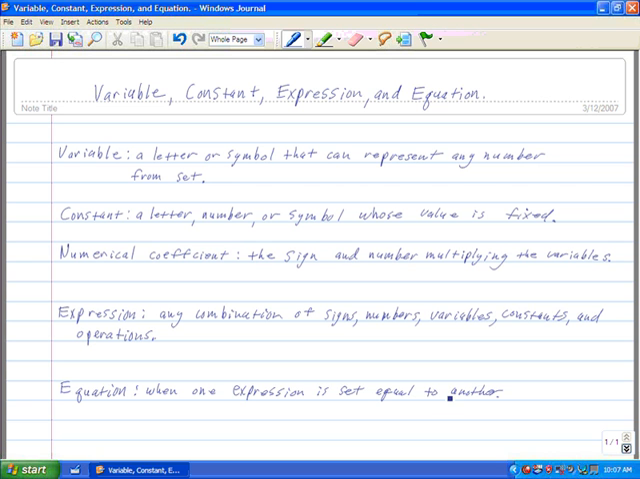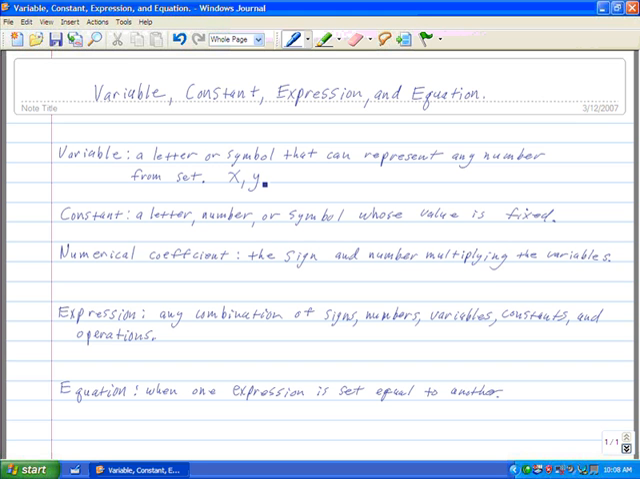I want to take a second and just look at a few definitions. These are words you're going to be seeing used within the textbook, so we want to make sure we understand what they mean. First of all, a variable is a letter or symbol that can represent any number from a set. Now, the set that we will start off with will be the set of real numbers, but other sets can be used. The most common variable, of course, you see used is the variable x.